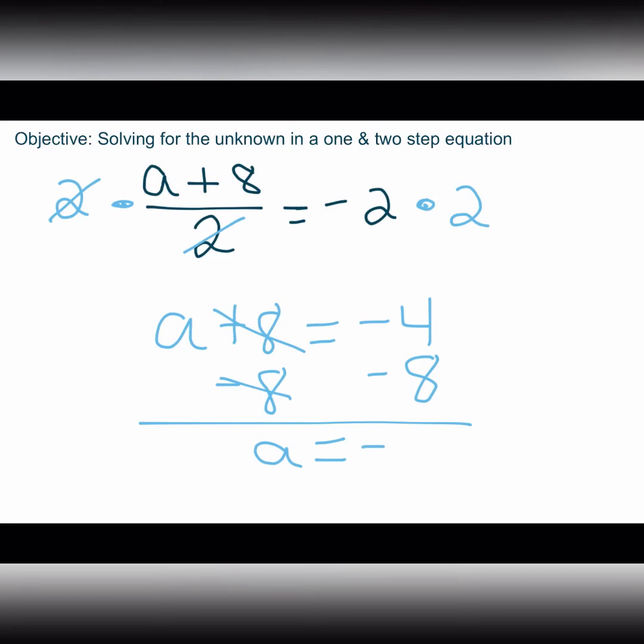And then we add the two numbers together. So 8 plus 4 is 12. And that is how you solve one- and two-step equations.